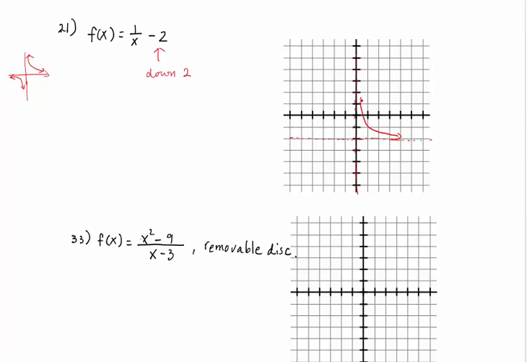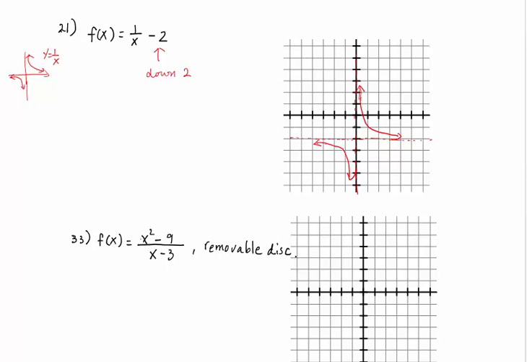So your new graph will look something like this. It's the exact same graph, just shifting it down 2 units from 1 over x. And again, this is the y equals 1 over x graph.